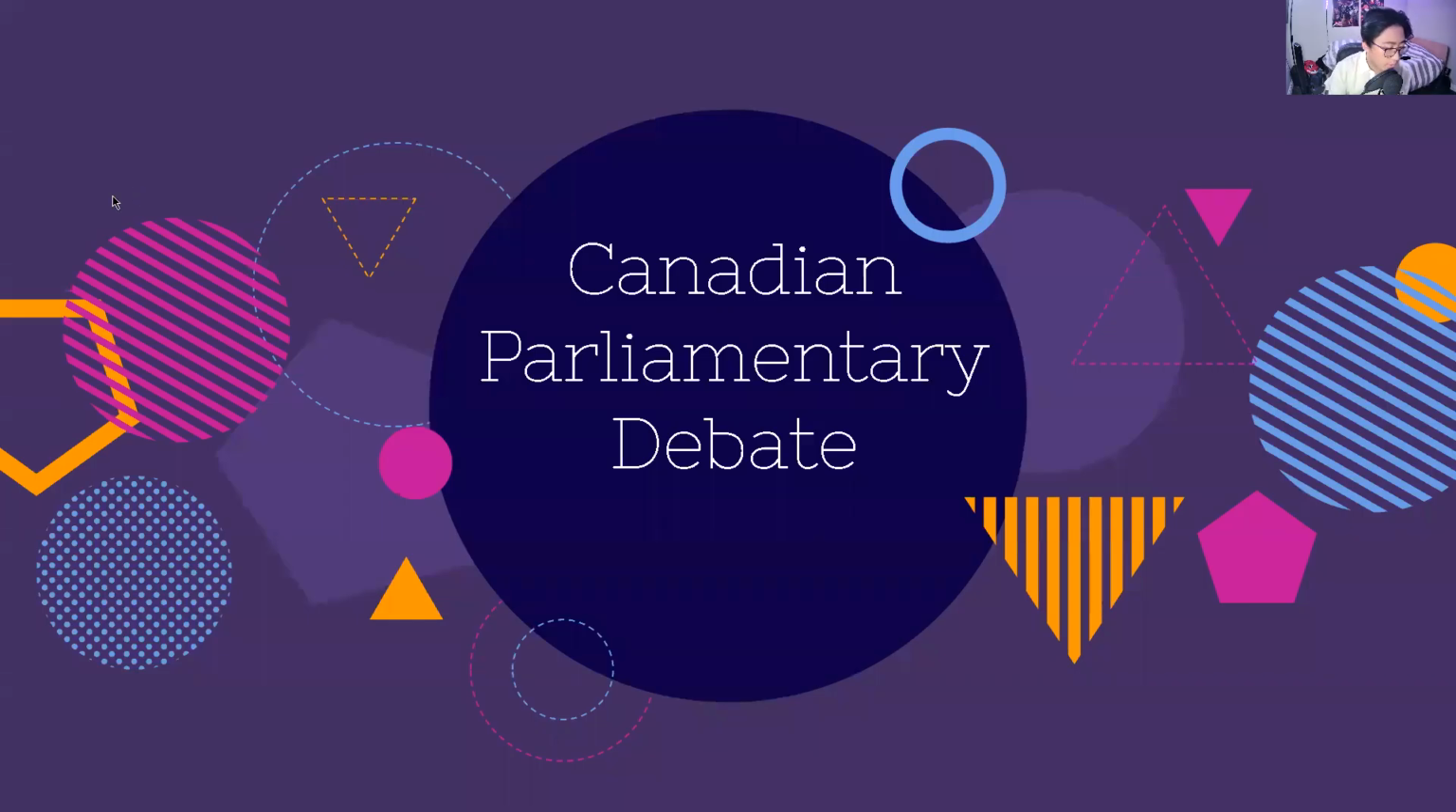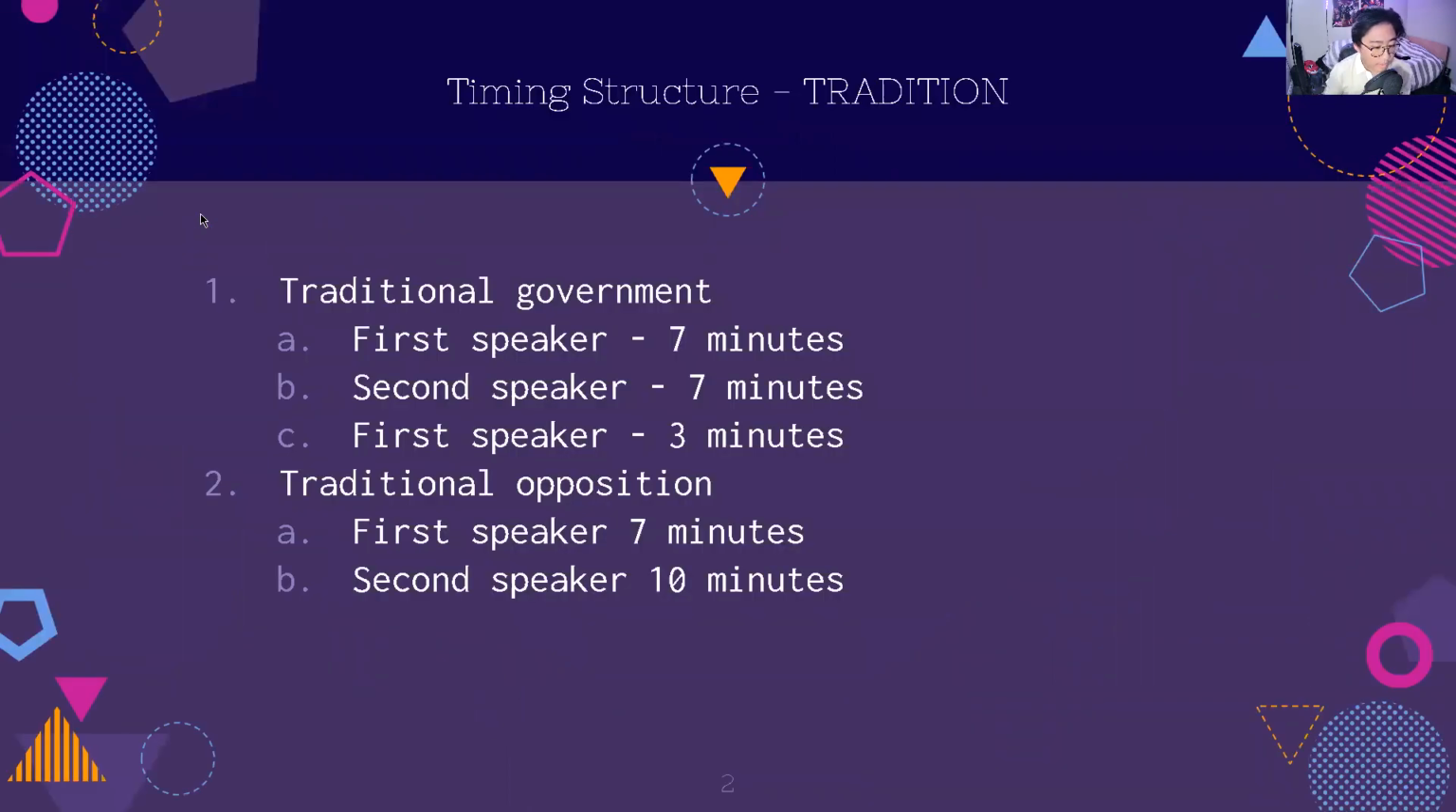Hello, everyone. This is the UW Debate Society's seminar for Introduction to Canadian Parliamentary Debate. We're just going to go over timing structure, some things you can expect in your CP debates, stuff like that. Very simple. First, we're going to go through timing structures, and there's a couple different ones in CP debating that you can probably expect to see, and we'll go over each of them one by one.